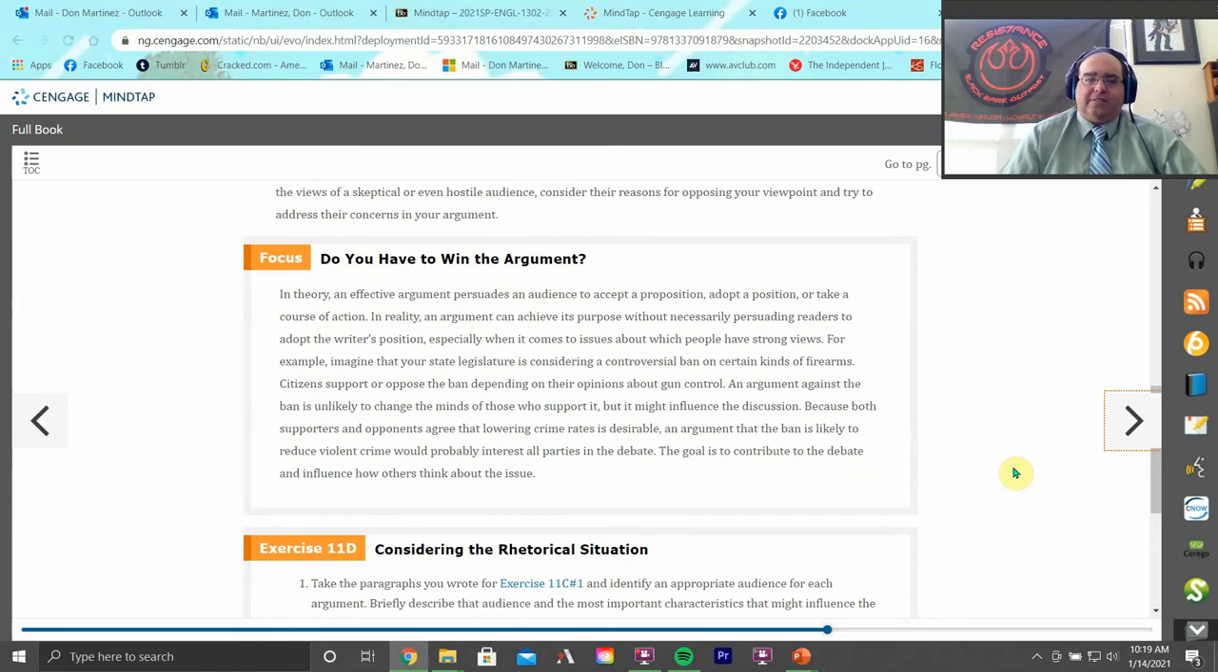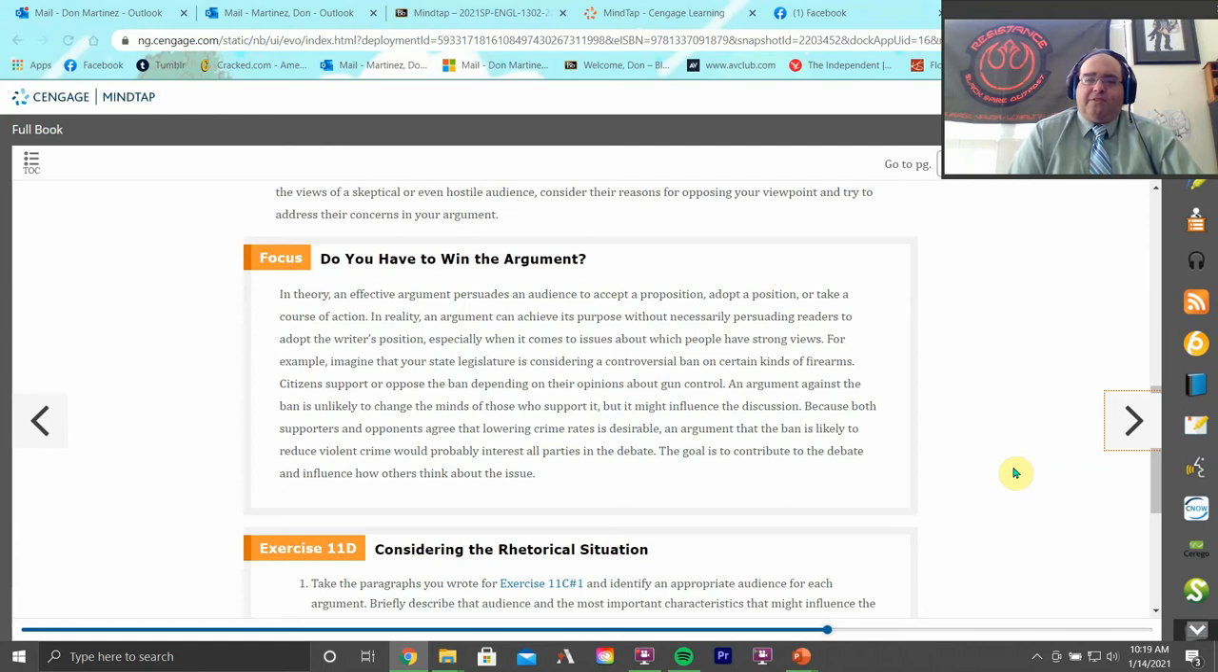For example, imagine that your state legislature is considering a controversial ban on certain kinds of firearms. Citizens support or oppose the ban depending on their opinions about gun control. An argument against the ban is unlikely to change the minds of those who support it, but it might influence the discussion.